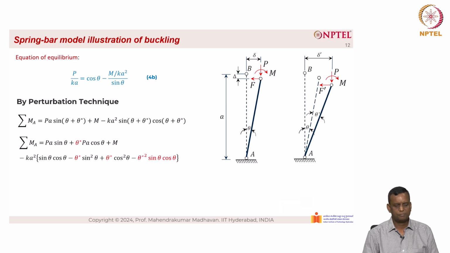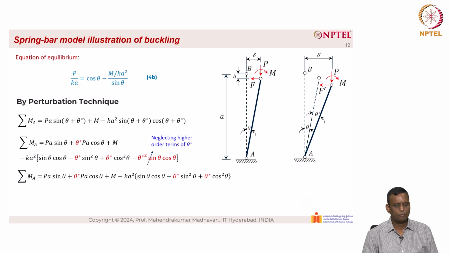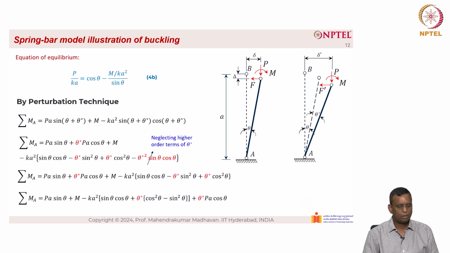When we do all the expansions, we get the following equation. Again we have theta star square. Since theta star is very small, theta star square will be much smaller, so we can neglect that term. So, we get sigma Ma equal to Pa sin theta plus theta star into Pa cos theta plus M minus Ka square into sin theta cos theta minus theta star into sin square theta plus theta star into cos square theta. We reorganize the entire term as you can see below. We also know that cos square theta minus sin square theta is cos 2 theta.